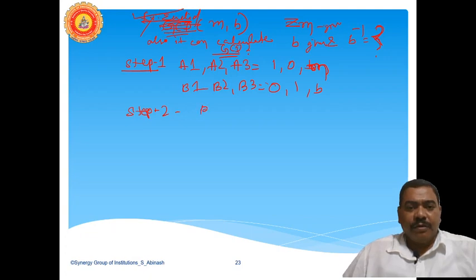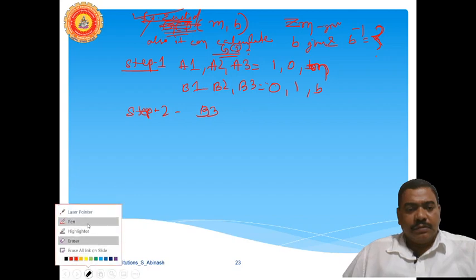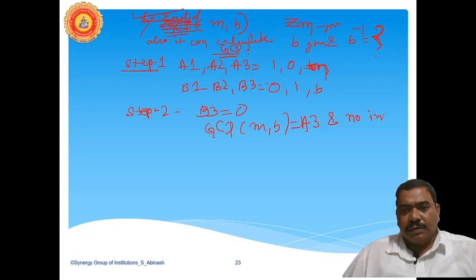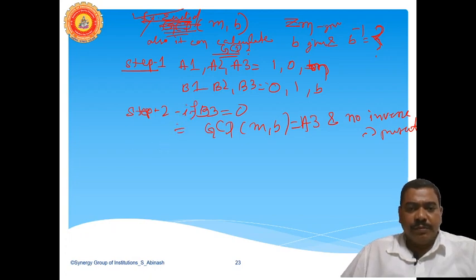Then if B3 is equal to 0, then GCD of M and B is equal to A3 and no inverse is present. If this is true, remember this.